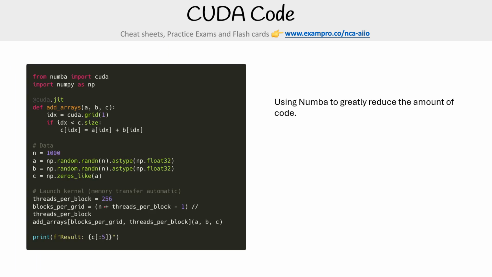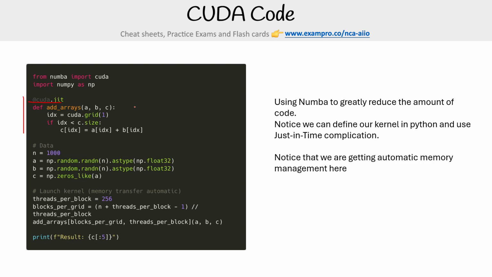Now, if we were to use something like Numba, it will greatly reduce the amount of code. And so now our kernel function is written in Python. We have this cuda.jit, just-in-time compilation, which will turn it into basically, not C++, but whatever the machine code is. And so you can see this is a lot shorter, right? Also, we're not really managing the memory.